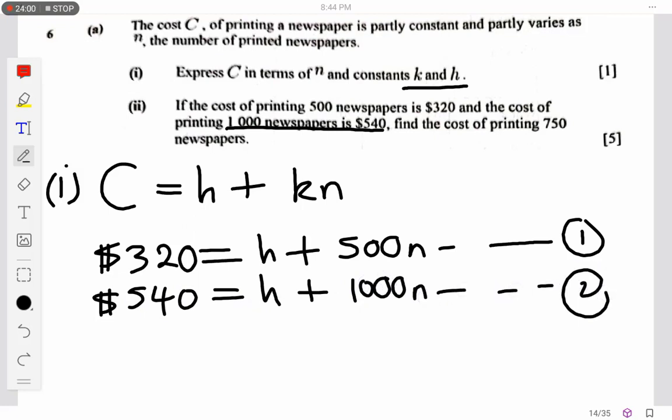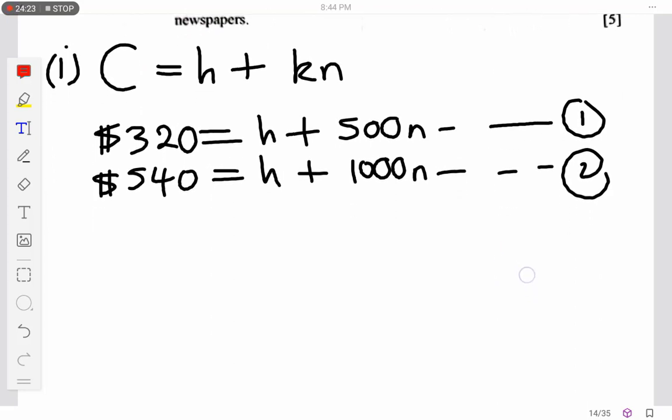Then they say find, the last part is saying find the cost of printing 750 newspapers. So this is a hidden question, guys. You have to first of all find the value of H and the value of K, then you'll be able to answer that part. That's why this is like 5 marks. So let's find the value of H and K.